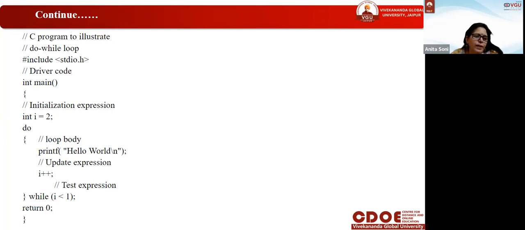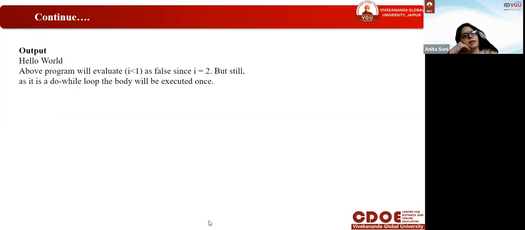So this program will be executed one time, because even if the condition is false, the program will execute one time since the condition is tested at the end of the loop. So one time hello world will be printed. This is the difference between while and do while loop. If we are supposed to print hello world by using a while loop, it won't print. The program will execute 0 times, but in do while it will execute at least 1 time.